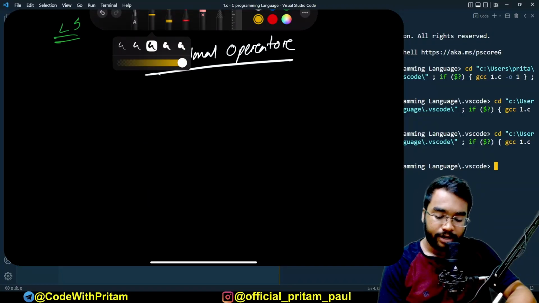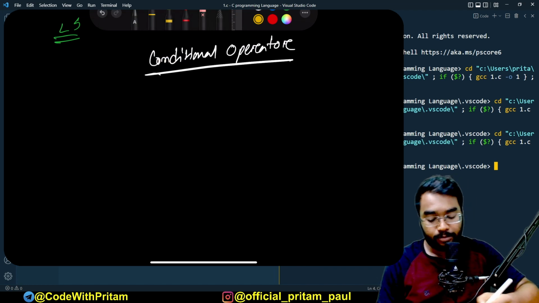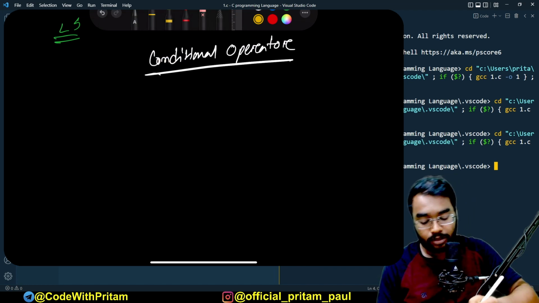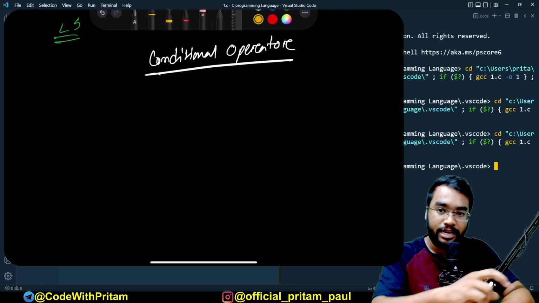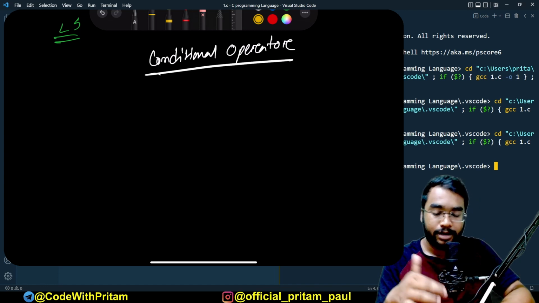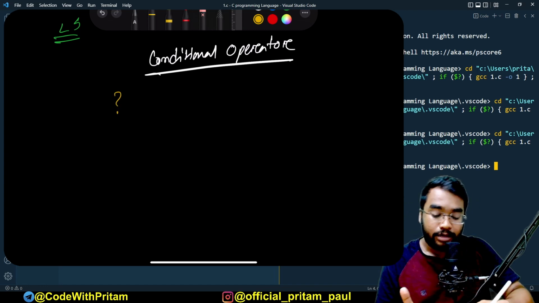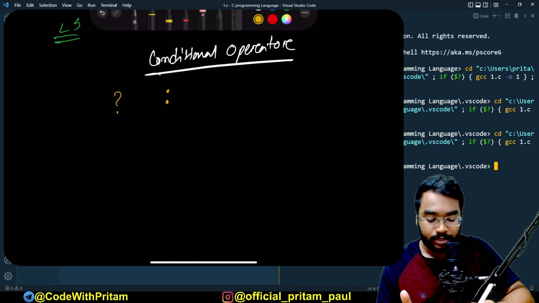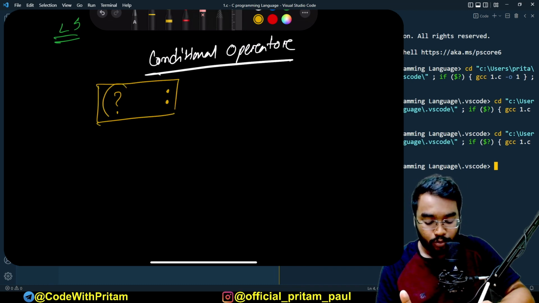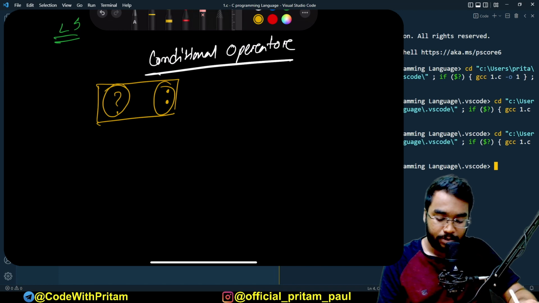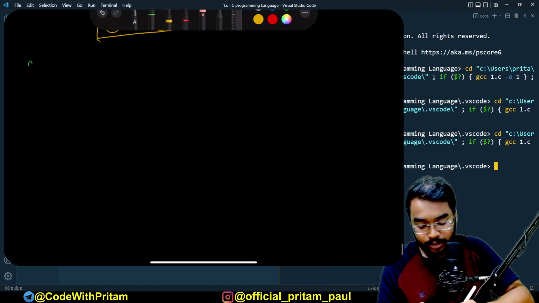The conditional operator is also a ternary operator because it uses more than one statement, more than one part and more than one symbol as well. It's a ternary operator. So both of them together are called the conditional operator. What is the syntax actually?